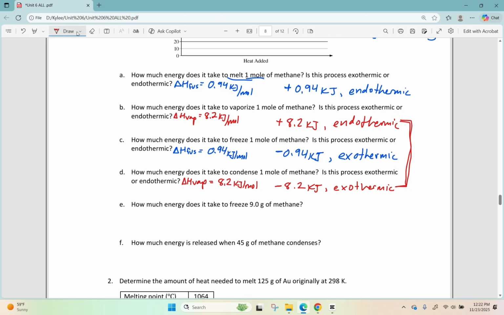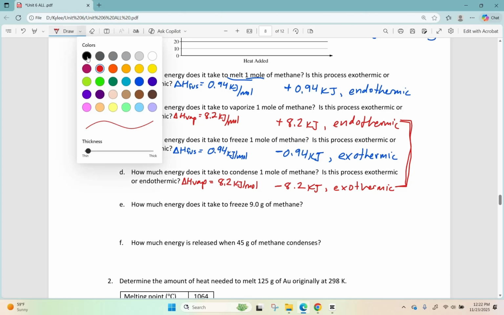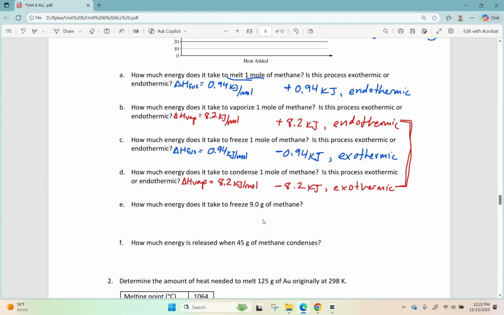All right, on the next example, they give us some grams and they want us to convert the grams into moles and then apply my equation. So if I take 9 grams and the molar mass of methane is around 16 grams per 1 mole, that means I'm going to have 0.56 moles.